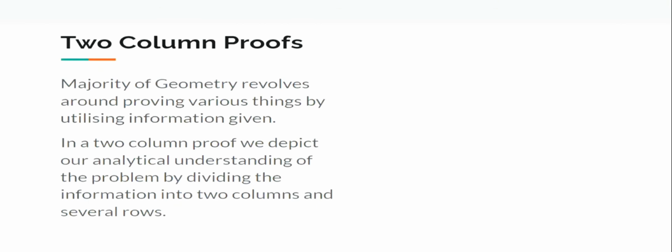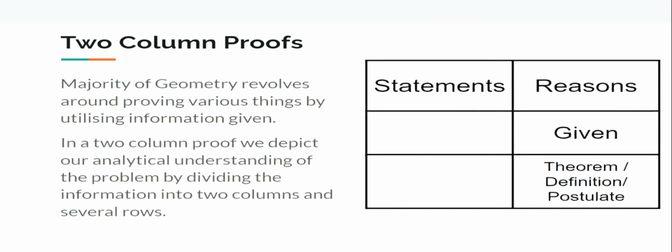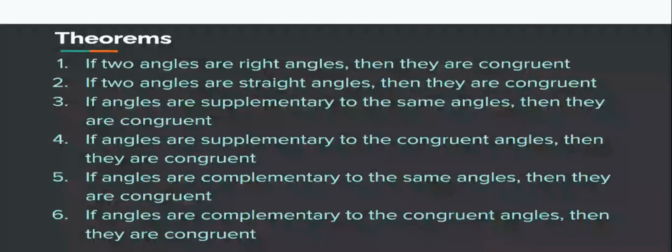In a two-column proof, we depict our analytical understanding of the problem by dividing the information into two columns and several rows. Usually, in our first column we have statements, and in our second column, we have the reasons. The statements are what we are proving, and our reasons are the evidence. So we include theorems, postulates, and definitions in our reason column. Here are some of the basic theorems we're going to discuss in this video.